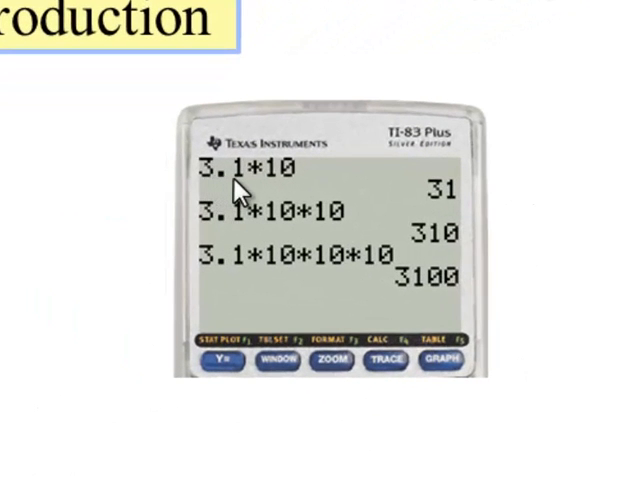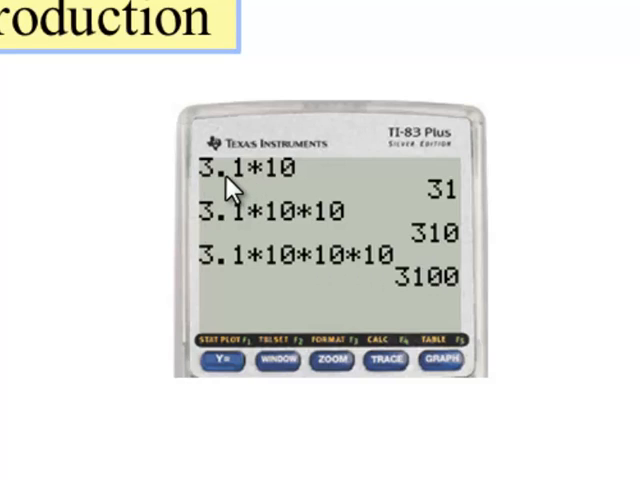If we had 3.1 and we multiply it by 10, we get 31. If we had 3.1 and we multiply it by 100, we get 310. If we take 3.1 and multiply it by 1,000, we get 3,100. When we multiply by powers of 10, we simply move the decimal place to the right.